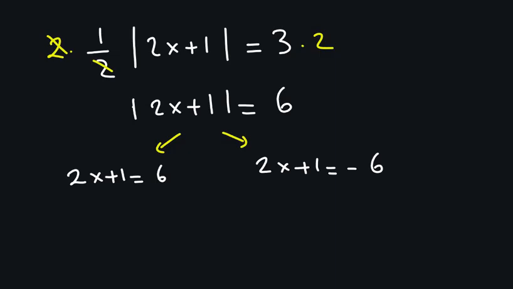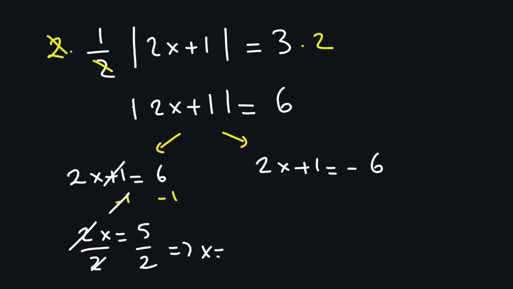I can subtract 1 from both sides. So I have on the left side 2x equals, 1's are cancelled out, 6 minus 1, 5. So divide both sides by 2. 2's are cancelled out on the left side. And on the right side I have 5 over 2. So x equals 5 over 2. That's the first solution.